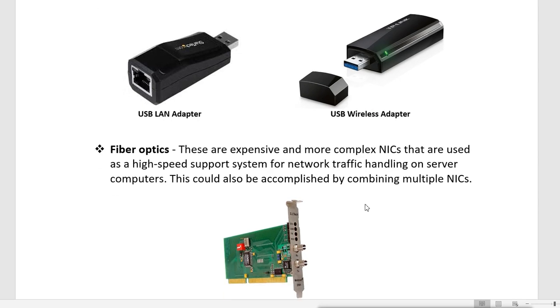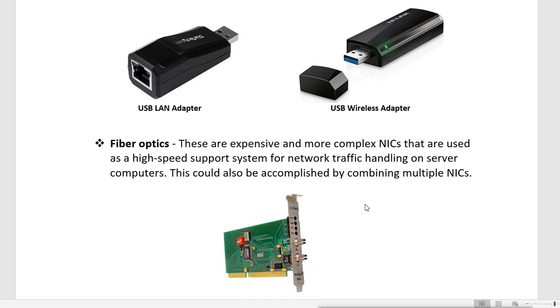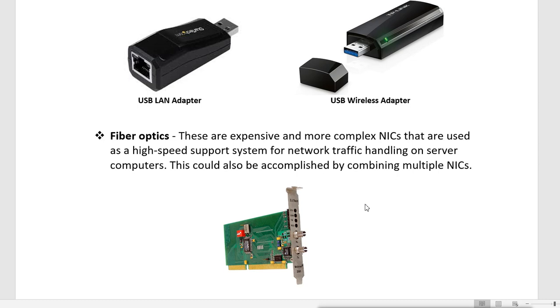Then we have fiber optic also. There are expensive and more complex NICs that are used as a high-speed support system for network traffic handling on server computers, and these could also be accomplished by combining multiple NICs. So we have fiber optics, which is much faster than the normal NIC. Also, in server machines we can have multiple links combined together to get high speed.